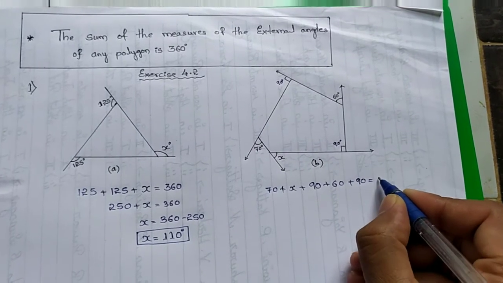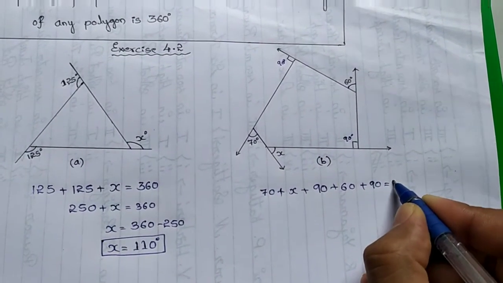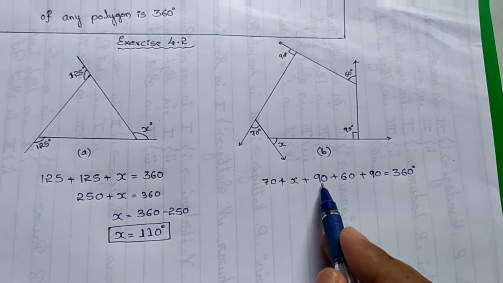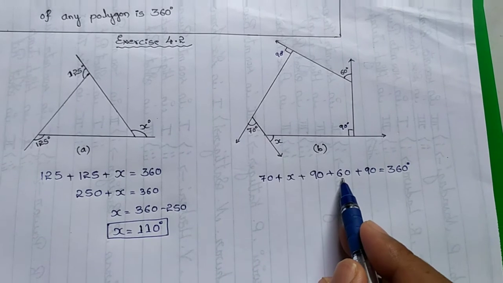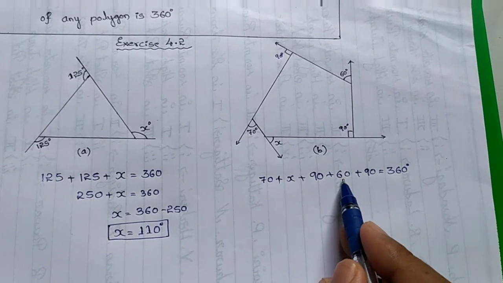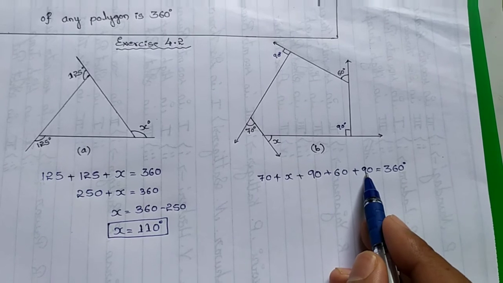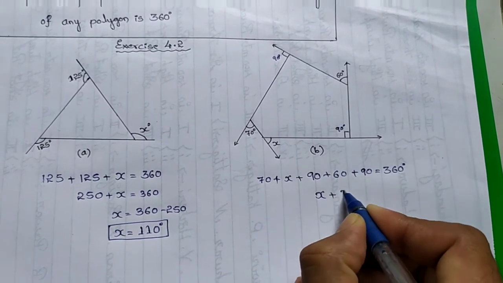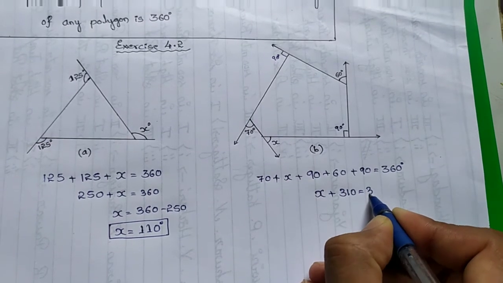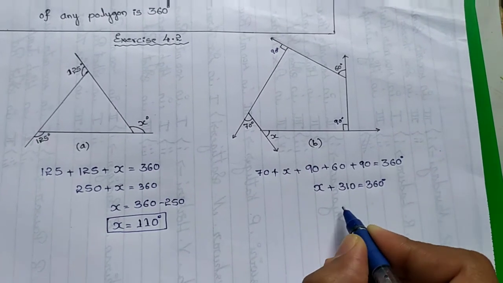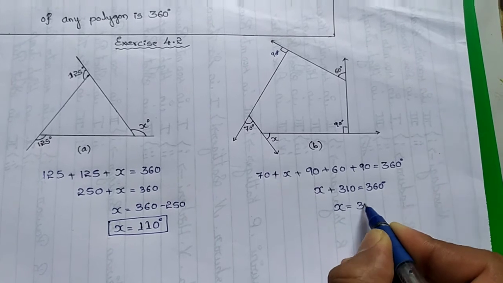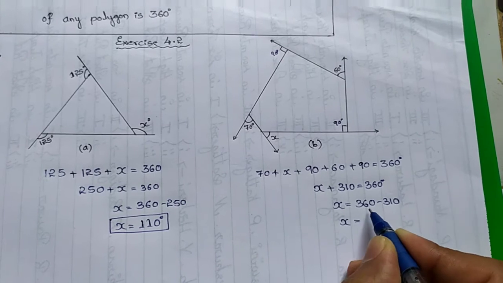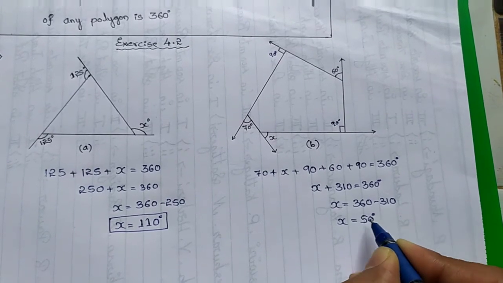How much will we get? We will get 360 degrees. Now add them. 70 plus 90 is 160, 160 plus 60 is 220, 220 plus 90 will be 310. So x plus 310 equals 360 degrees. So x equals 360 minus 310, which gives us x equal to 50 degrees.